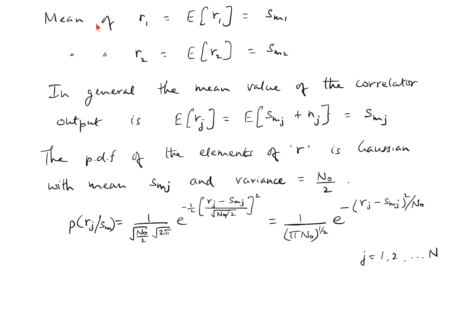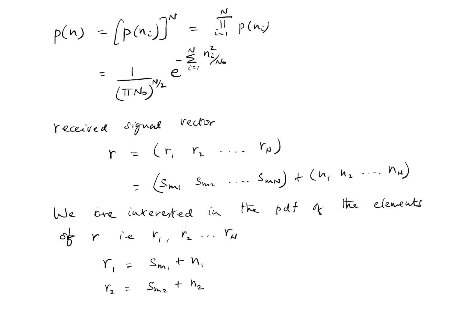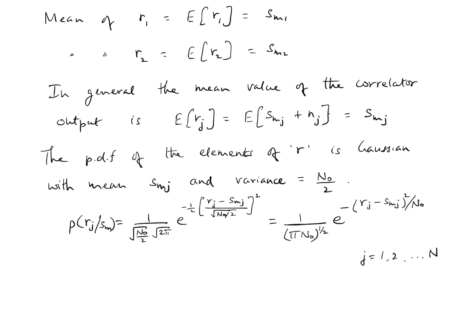So we have the mean of each element of the received vector r, which is the mean of r1, r2, and so on, is simply sm1, sm2, and so on. As I illustrated here, the mean of r1 is the mean of this plus the mean of this, which is sm1 plus 0, which is sm1, and so on. So we have the mean of each of the elements of r to be nothing but the projections of the signal Sm onto the basis phi j.